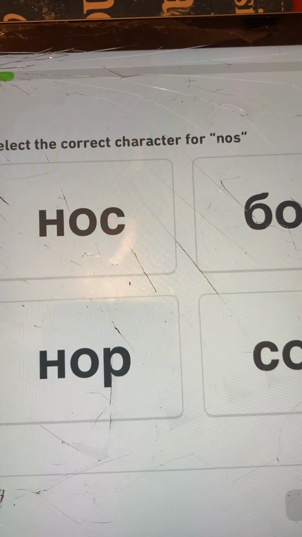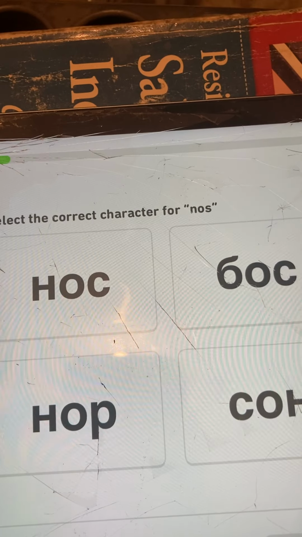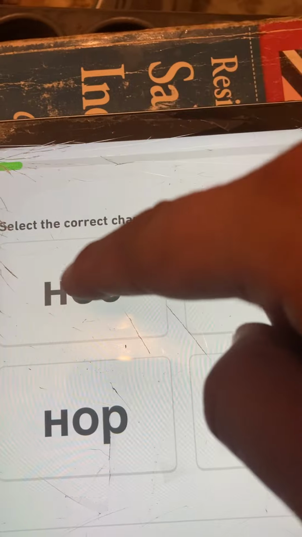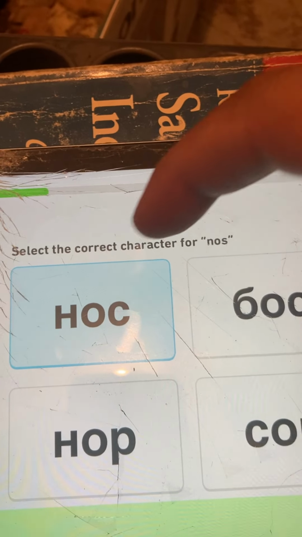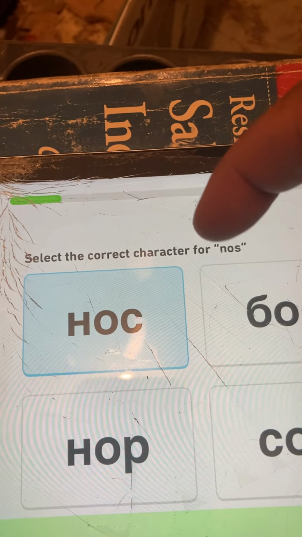Select the correct character for nos. Nos. This one's nos. It's spelled H-O-C in Russian. The H is an N in Russian.